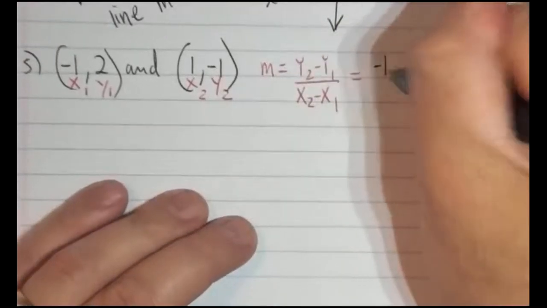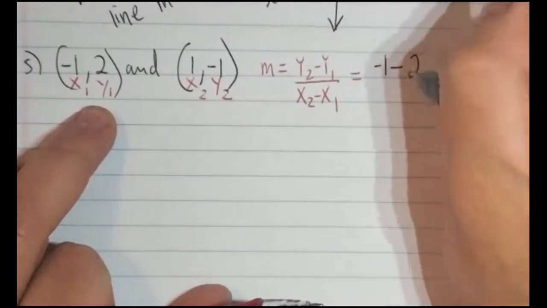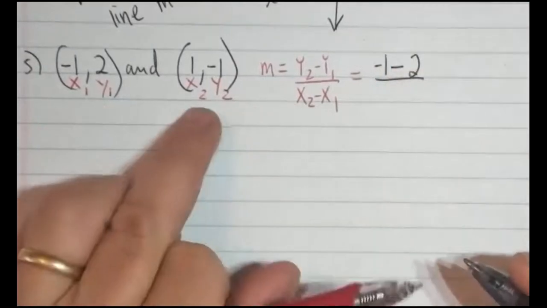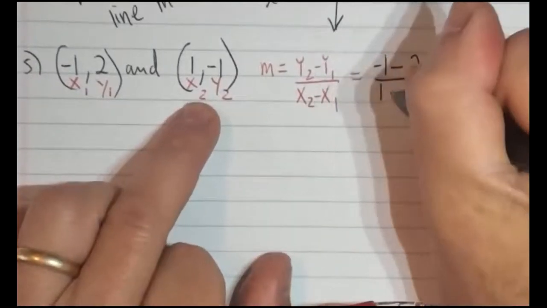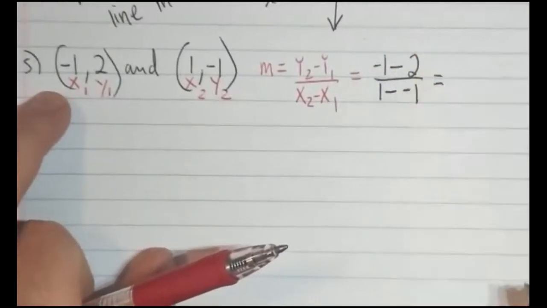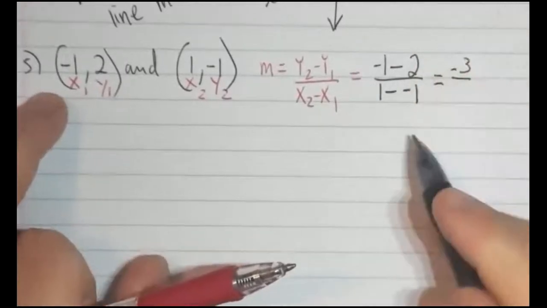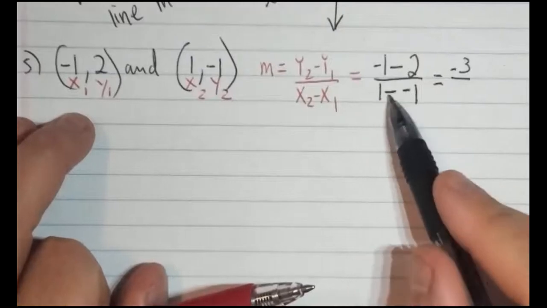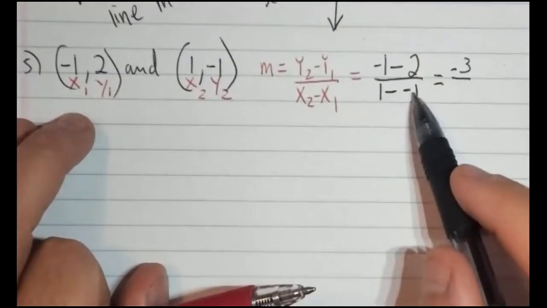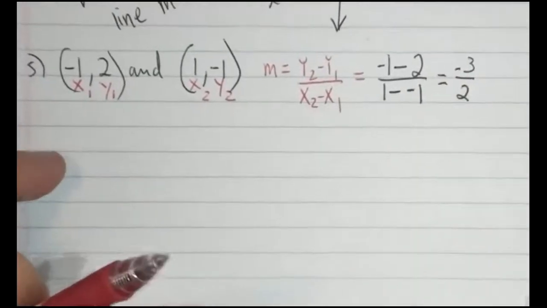y2 would be -1 minus, then I look over here at 2, over x2, which in this case is 1, minus a -1. -1 take away 2 would give me a -3. Now just be careful here, don't say this is 0, because it's 1 minus a -1. So it's actually 1 plus 1. So my slope there is going to be -3 over 2.